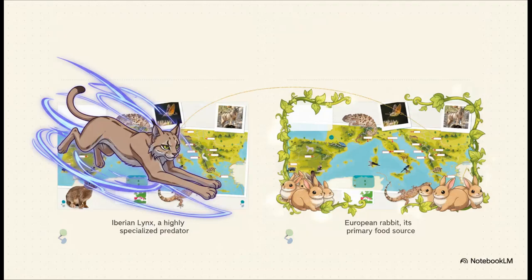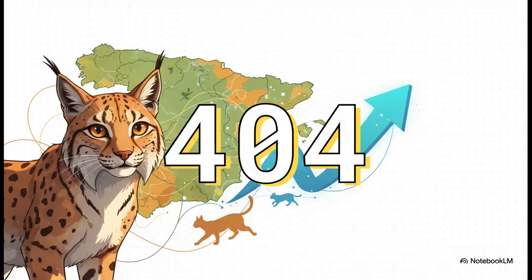And here you can see this really delicate dance playing out. On the one hand, you've got the Iberian lynx, a super specialized predator. And on the other, you have its main meal ticket, the European rabbit. Seriously, the lynx's entire survival basically hangs on this one species. And being that specialized, well, it comes with a huge risk.